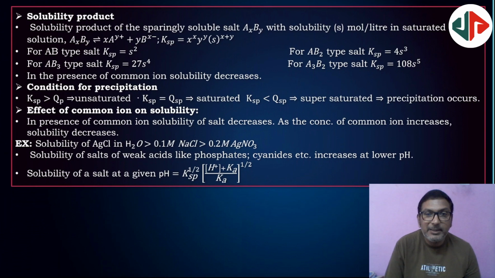Solubility product is applicable to sparingly soluble salts. For AB type of salt, Ksp equals S squared. AB2 type, 4S cubed. AB3 type, 27 S to the power 4. Next, A3B2, 108 S to the power 5.